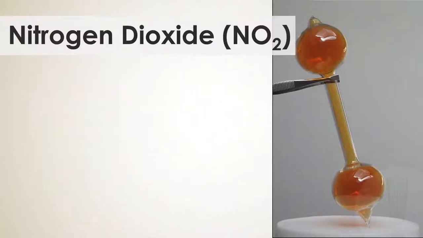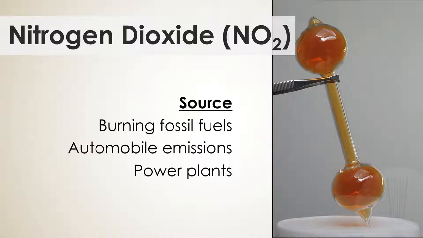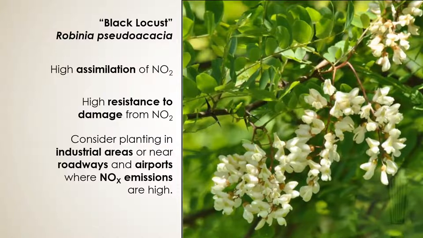Nitrogen dioxide. Now this is a gas that's in the atmosphere. It has different sources from burning fossil fuels, automobile emissions, and from power plants. There was a study done where they looked at 70 different species to see which plant species had high assimilation of NO2 and high resistance to damage to their tissue from NO2, because this is a gas that can damage tissue. They found four that met both of those criteria: high assimilation of NO2 into its biomass and high resistance to tissue damage from NO2. Of those four, one is native to North America, and that's the black locust, Robinia pseudoacacia. So, if we saw more of these planted in and around airports or roadways, then that might be another beneficial use of these.